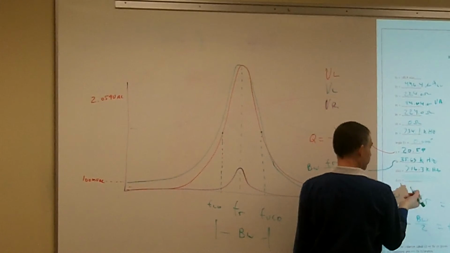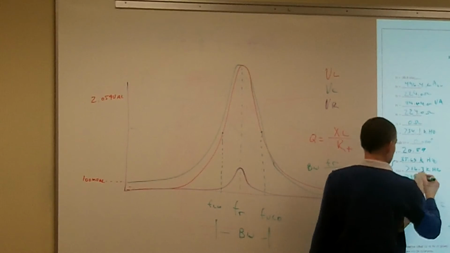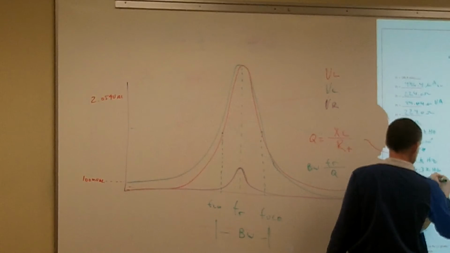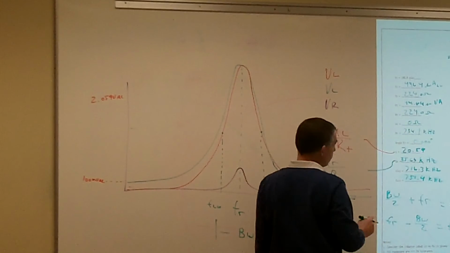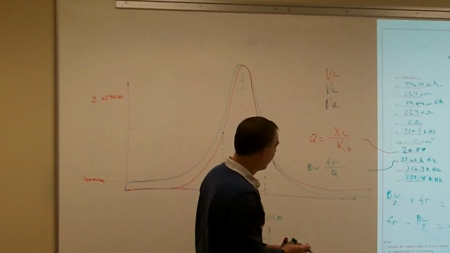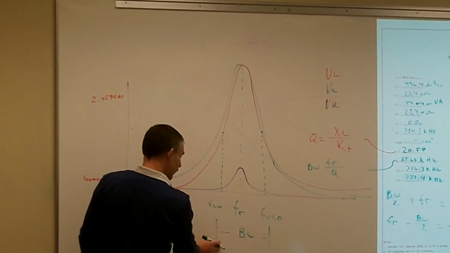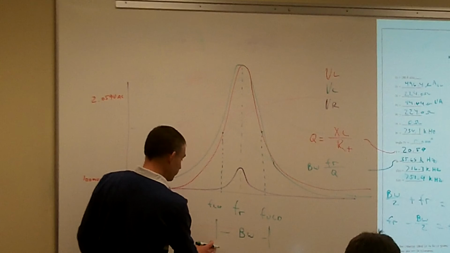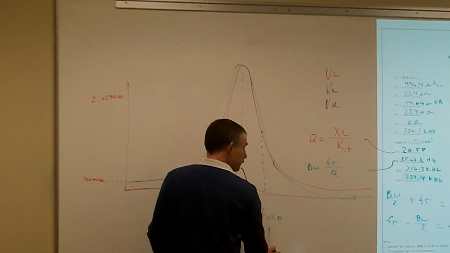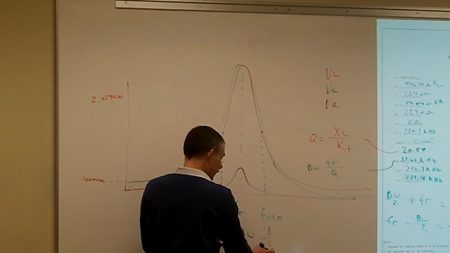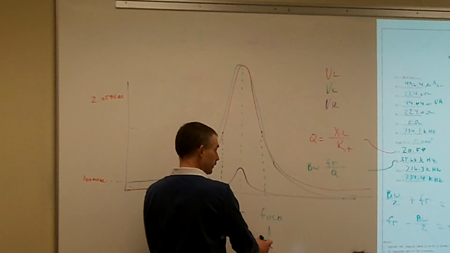And then what do you get for the upper one? 751.9 kilohertz. All right, so that's our bandwidth. On my lower frequency cutoff, I'm going to be down to 716.3 kilohertz. My upper frequency cutoff is going to be at 751.9 kilohertz. My total bandwidth is going to be 35.65 kilohertz.